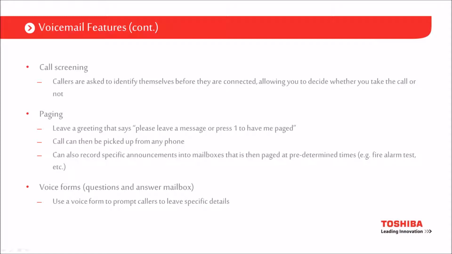And as you can see there, we can also record specific announcements into the mailbox that's then paged at predetermined times. So you can use the voicemail to announce the fire alarm test every Thursday at 10 o'clock, for example, or something along those lines. So again, using the voicemail, tying it to paging can be a very, very useful solution for a business.